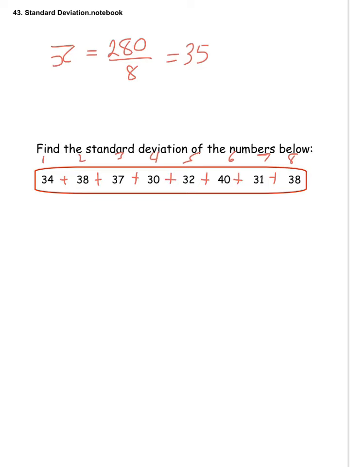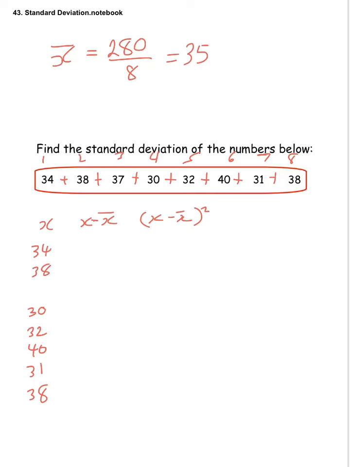Okay, so the next step of our standard deviation is we're going to write out a little table with three headings. We've got x, x minus x hat, and x minus x hat squared. Our x's are the numbers that are in our table there. So 34, 38, 37, 30, 32, 40, 31, and 38.